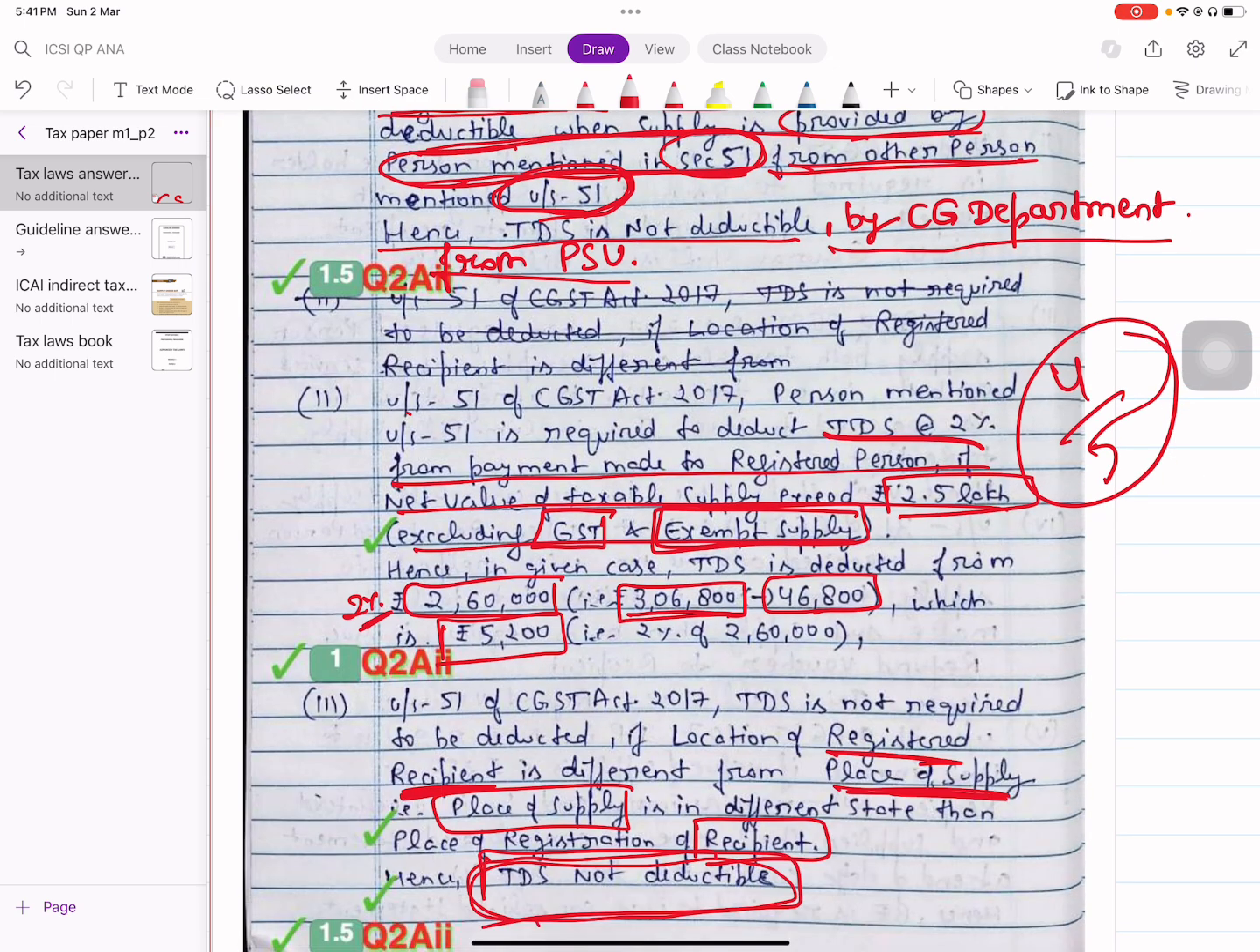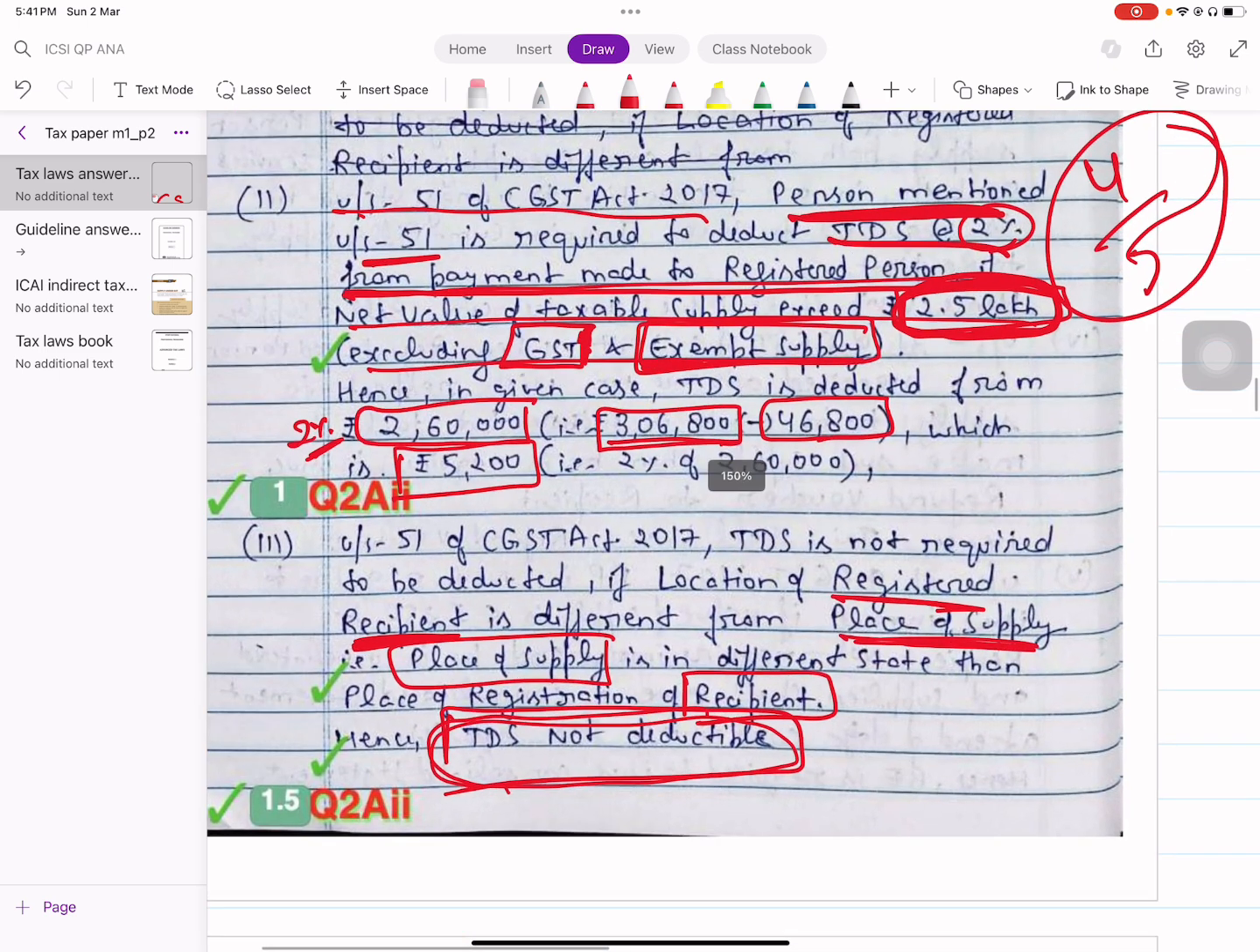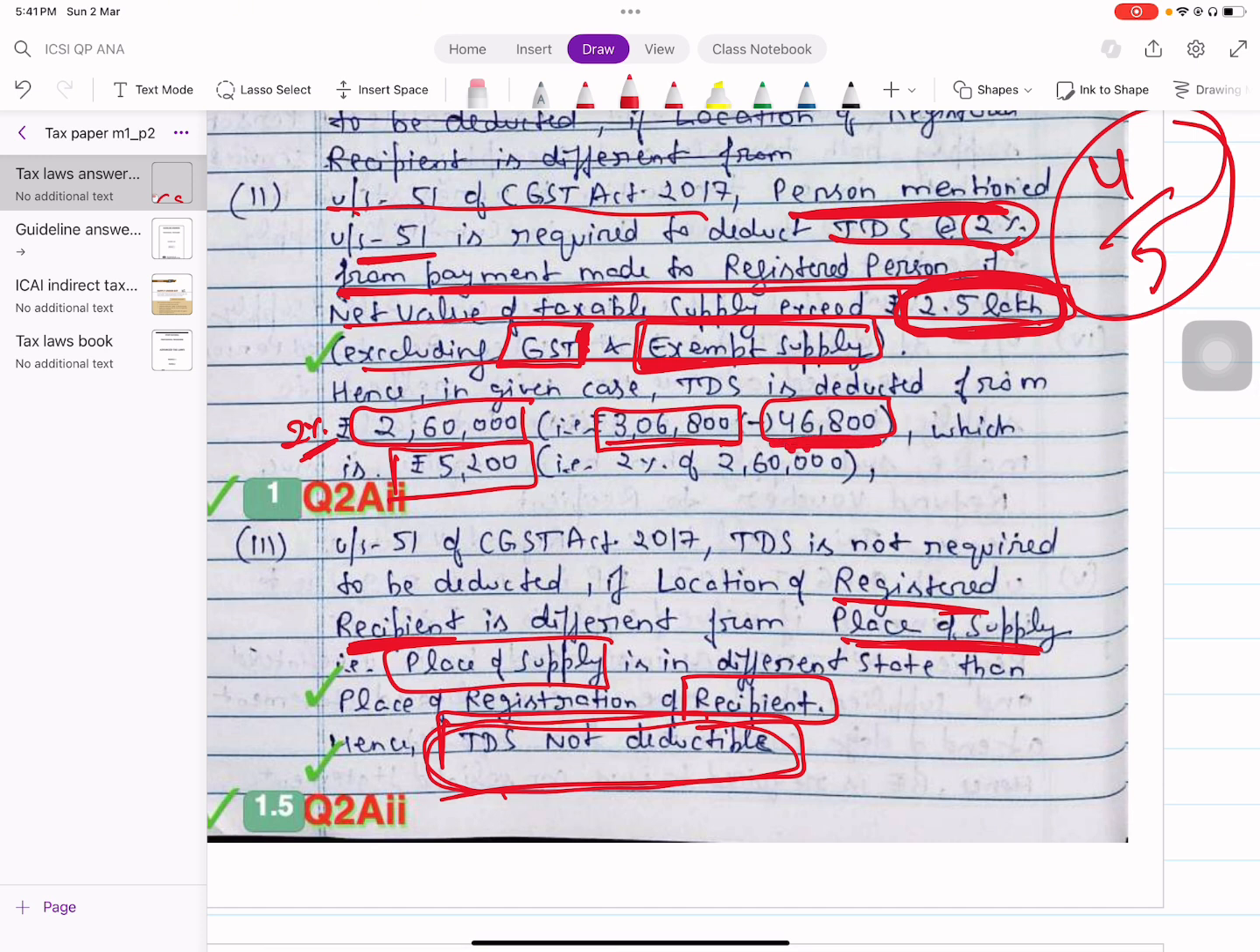So under section 51 of the CGST Act, a person mentioned in section 51 is required to deduct TDS of 2% from payment made to a registered person if the net value of taxable supply exceeds 2.5 lakh. However, this calculation should be made after excluding the GST and exempt supply. Now in the given case, after deducting GST, the amount comes out as 2,60,000. Hence, TDS is required to be deducted on this 2,60,000, that is 5,200.